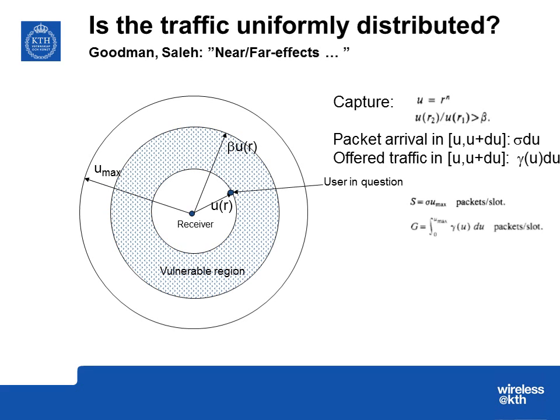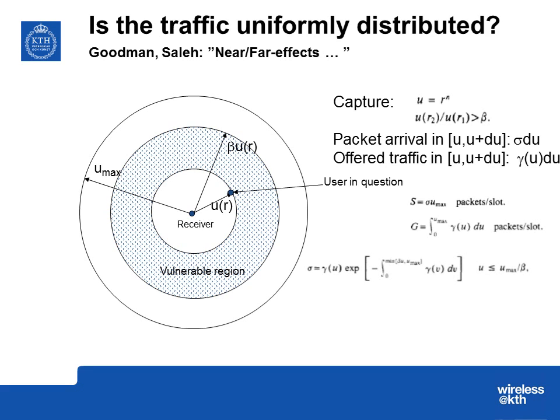And then we can compute the throughput. The throughput for the whole system will simply be S equals sigma times U max, and for the total offered traffic we have to sum or integrate over all the u's. We have to integrate gamma u over all the u's, and that will be the offered traffic per slot in the whole system.